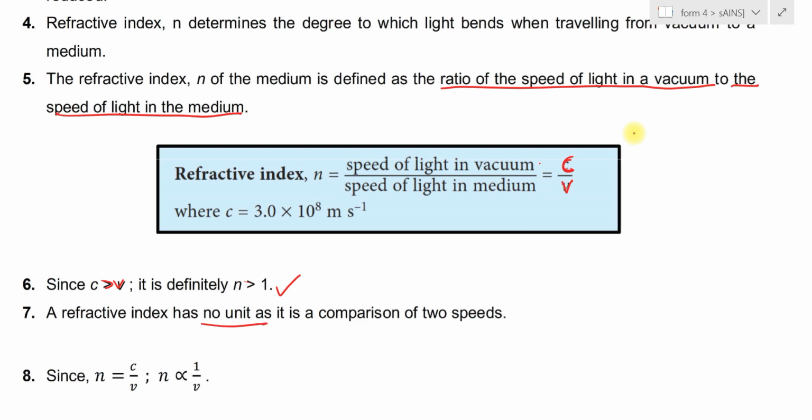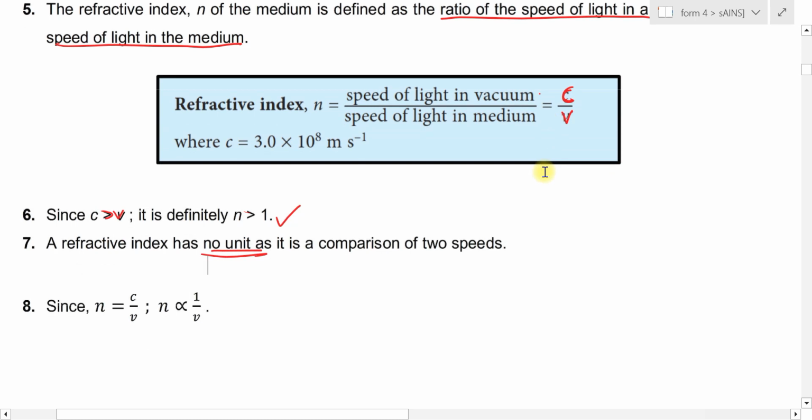Refractive index has no unit because we are comparing two speed. Since n is equal to c over v, n is inversely proportional. Ini maksudnya inversely proportional.